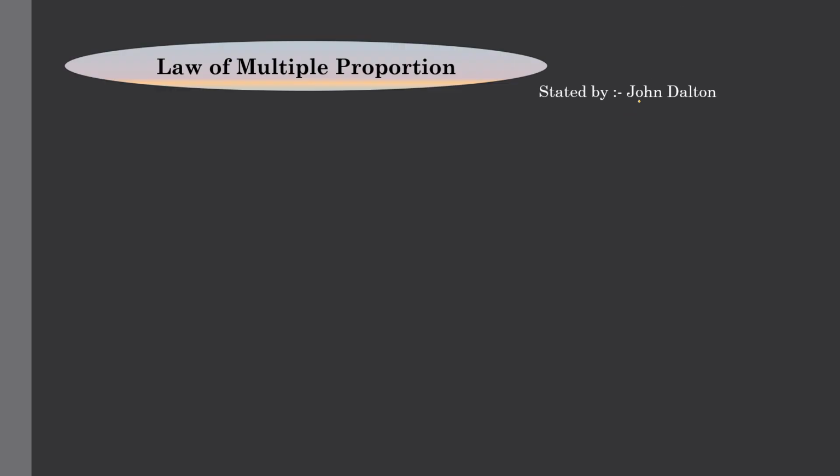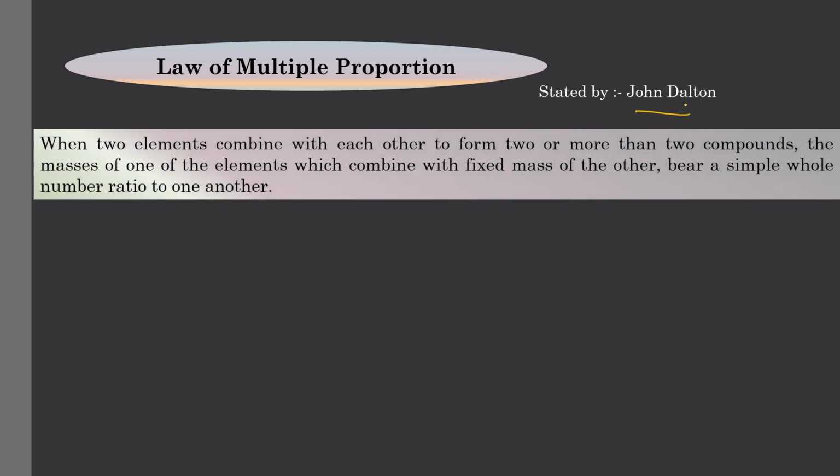This time we have to continue with the third one, that is the law of multiple proportion given by John Dalton. It states when two elements combine with each other to form two or more than two compounds, the mass of one of the elements which combine with the fixed mass of the other bear a simple whole number ratio to one another. Now to understand this law, we'll divide the entire definition.